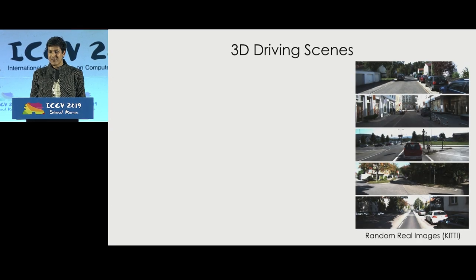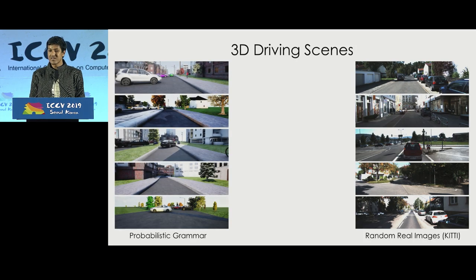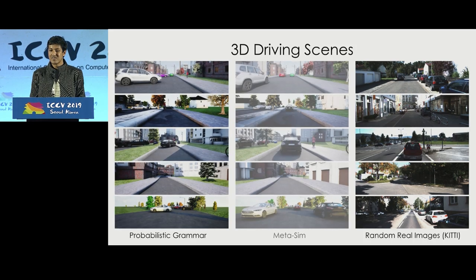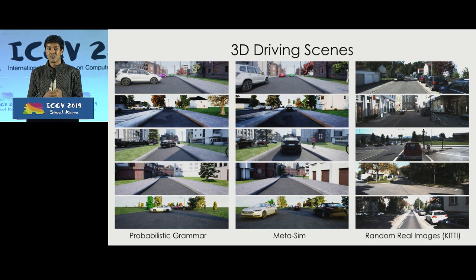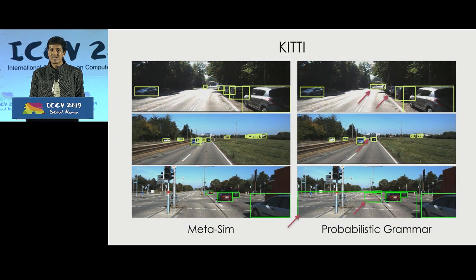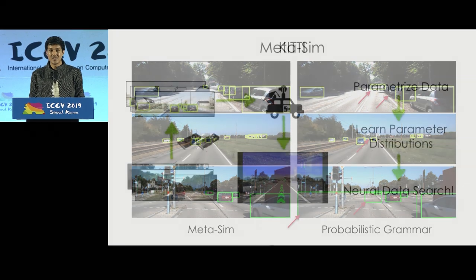So here are some qualitative results. These are some random real images from KITTI. Here are images from the probabilistic grammar. And here are the corresponding images from Meta-Sim, and we see that the results are well aligned and always well spaced for all objects in the scene. We also see that the downstream task model results in much lower false positives and false negatives in the performance.